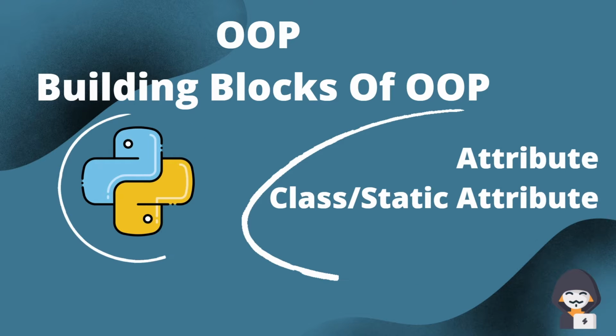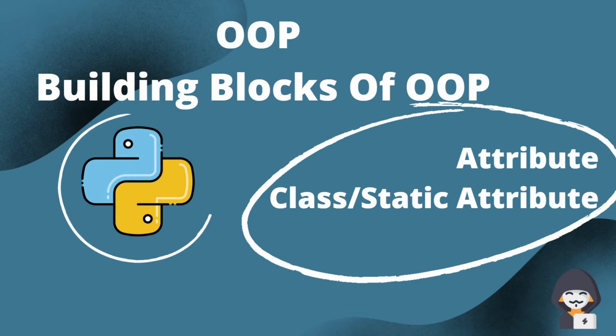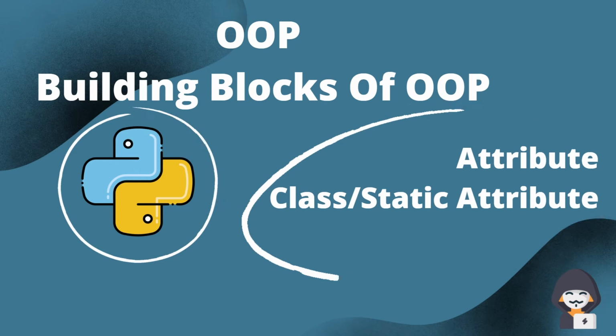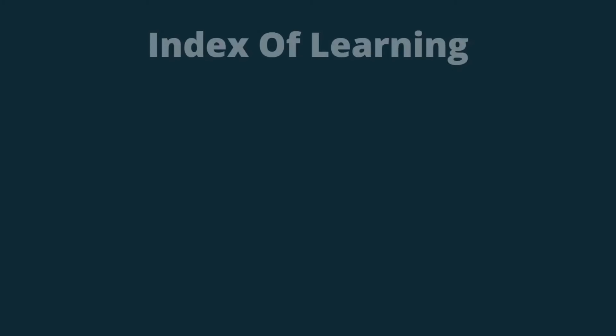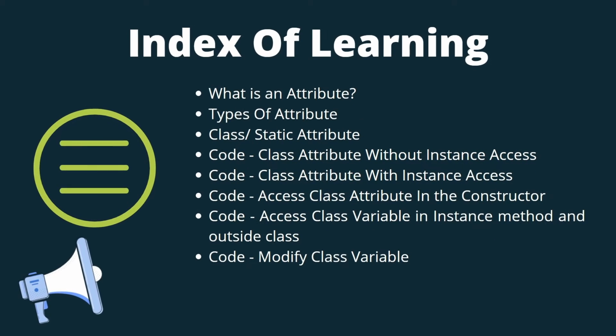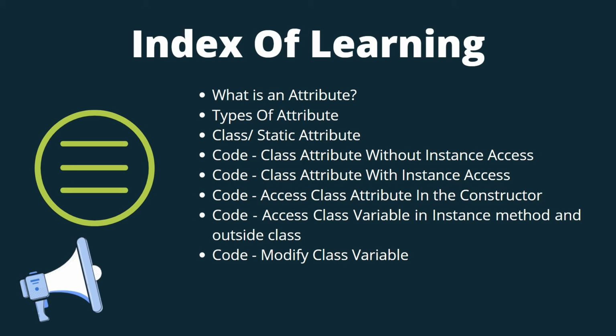Hello everyone, so in this video we are going to talk about building blocks of OOP: attribute. In that we are talking about class or static attribute. Let's see the index of learning. First we are going to see what is an attribute, types of an attribute, class or static attribute.